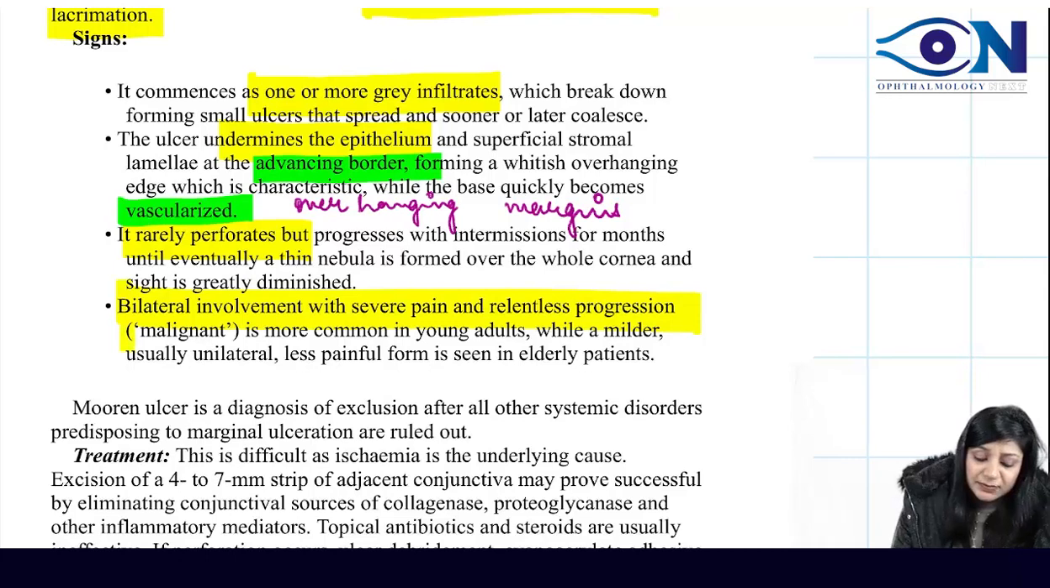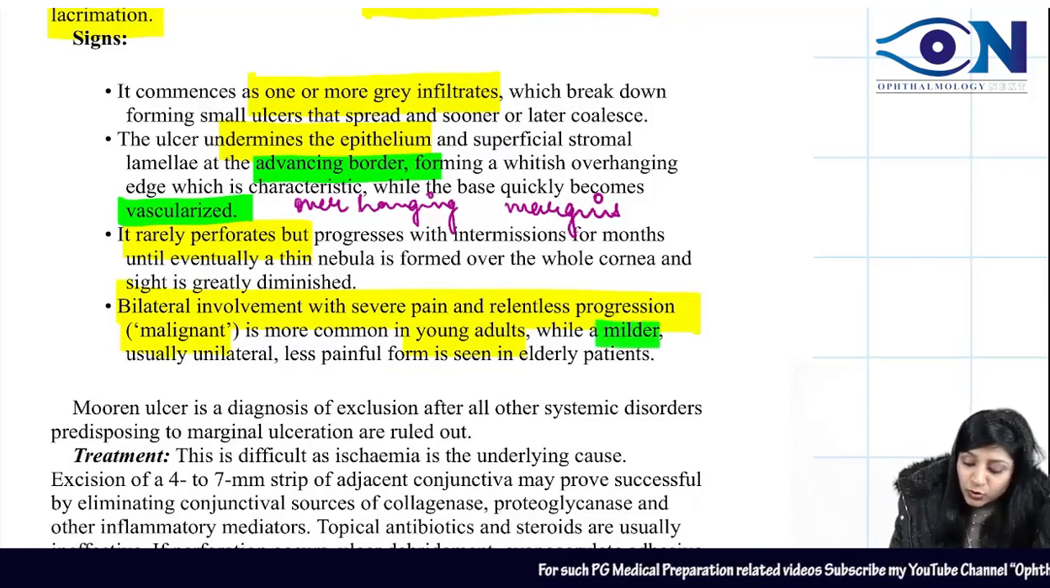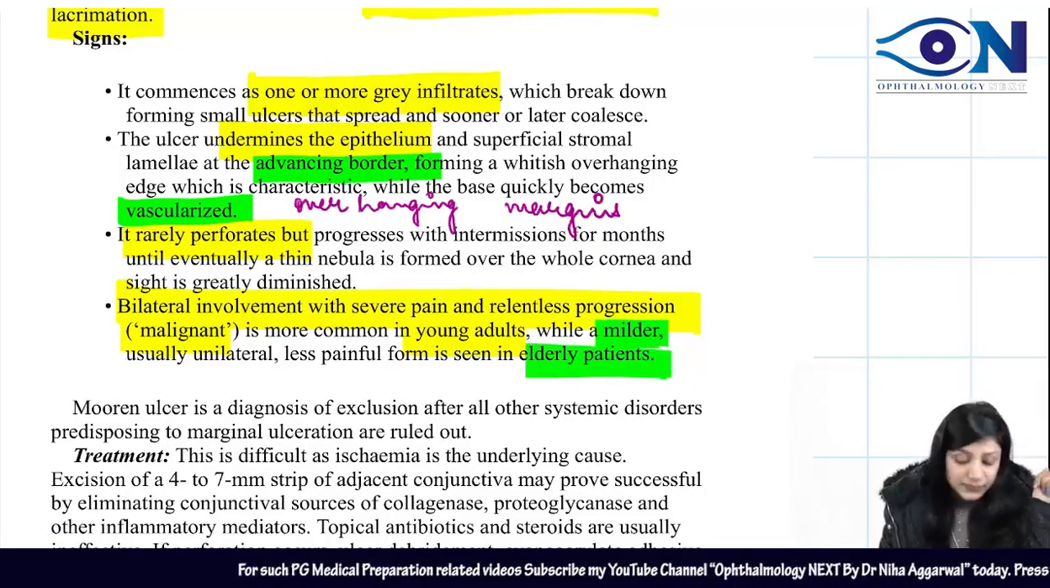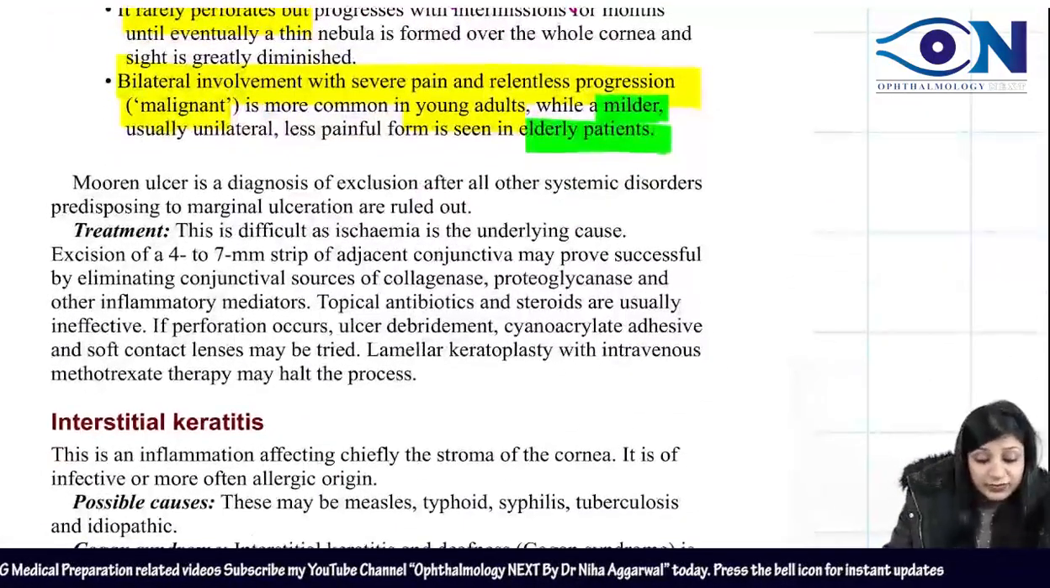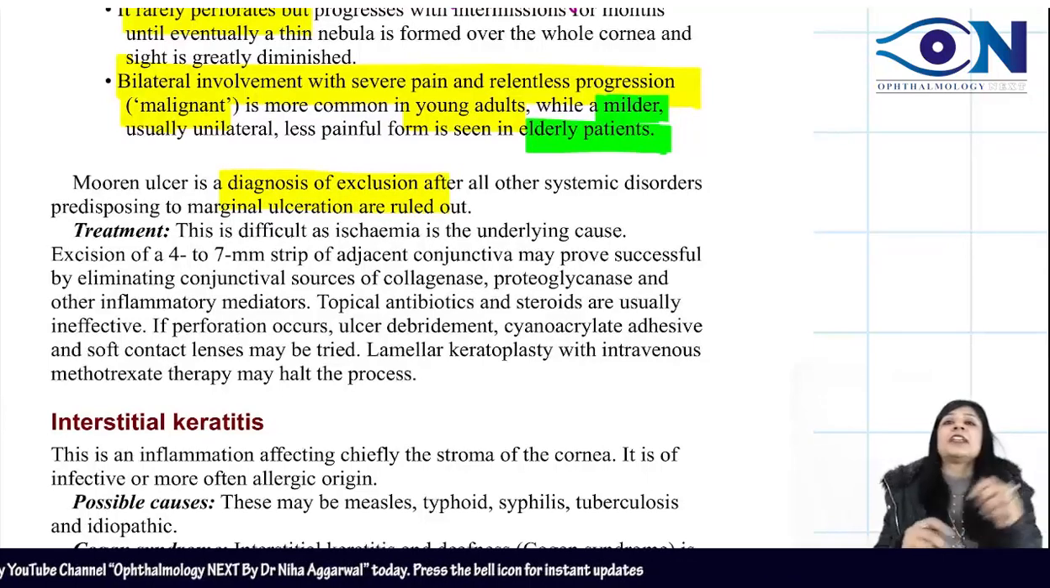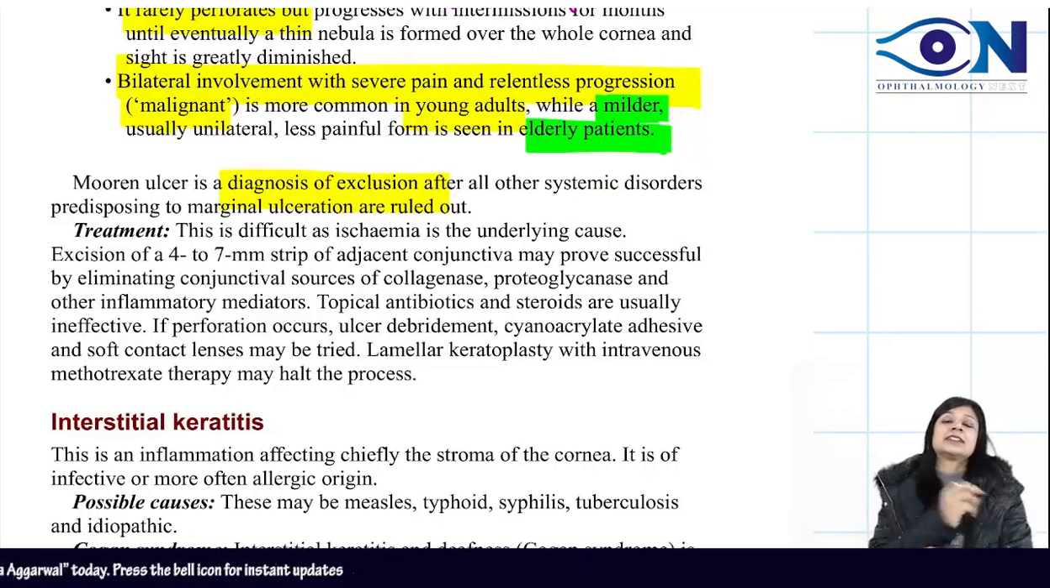This is the malignant form, more common in young adults. Mild form is more common in the elderly patients. Now, this is a diagnosis of exclusion. This is again important, whenever we are getting a question of Mooren's ulcer.